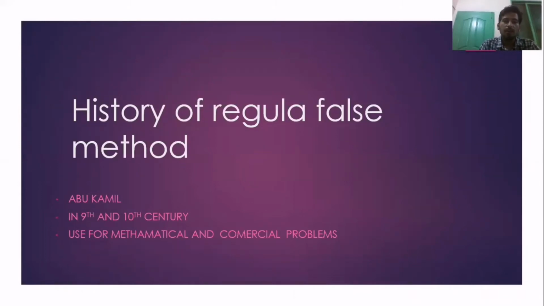In mathematics, the Regula Falsi or false position method is very old, dating between the 9th and 10th centuries. The Egyptian mathematician Abu Kamil wrote a treatise on the use of double false position. It was used for centuries to solve practical problems such as commercial and mathematical ones.